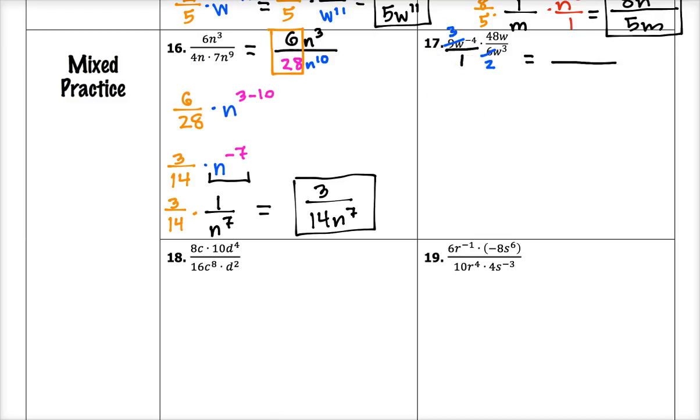So now I can multiply in my numerator 3 times 48. 3 times 48 gives me 144. And feel free to use a basic calculator if you need to for that. And then we have w to the negative fourth in the numerator times this w here. W to the negative fourth times w to the first is just going to be w to the negative fourth plus 1. In the denominator, we have a 1 times 2 w to the third.